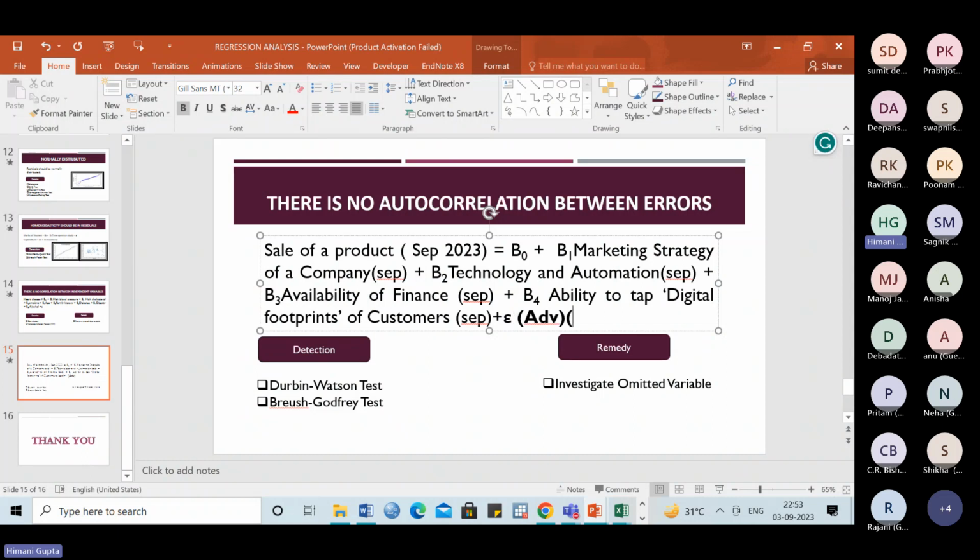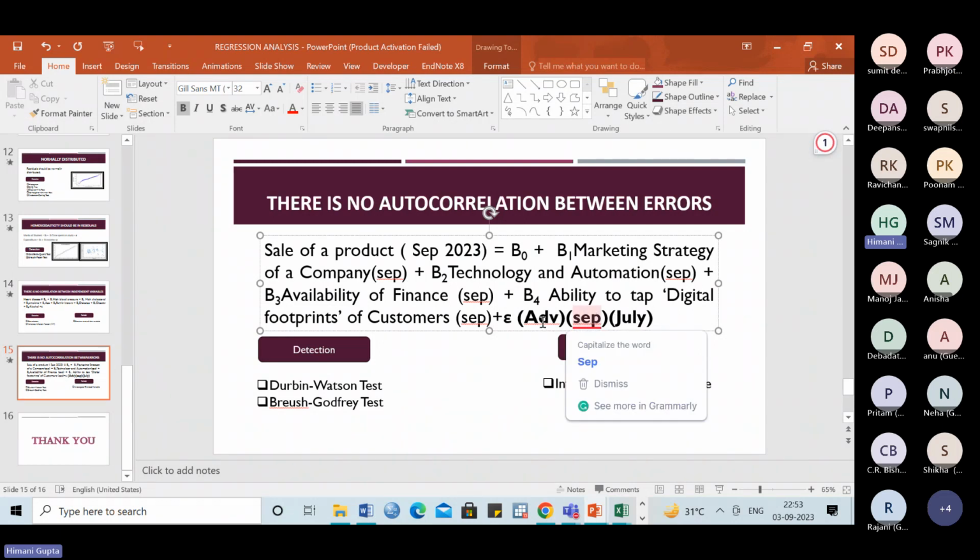So I can say advertisement of September, but I am not sure that if I am giving advertisement in September, that is the only advertisement affecting the sale of September. It can also happen that the advertisement I gave in the month of July is impacting the sale of the product in September. If this is the case, that means advertisement given in July is affecting the sale of September. So that is known as autocorrelation: today's advertisement has a relationship with the previous months' advertisement.